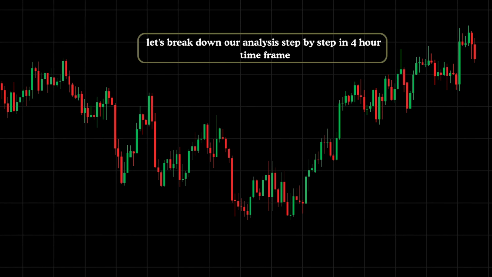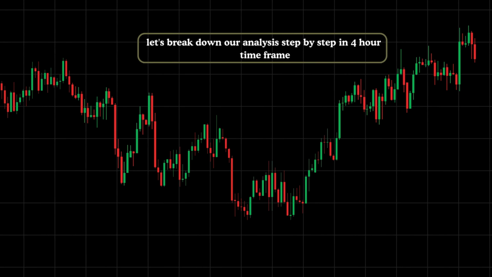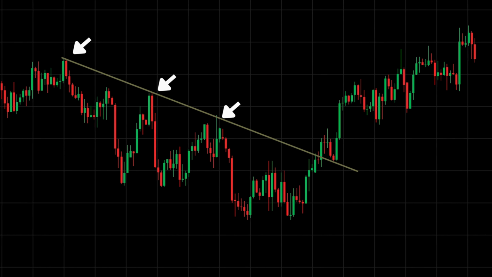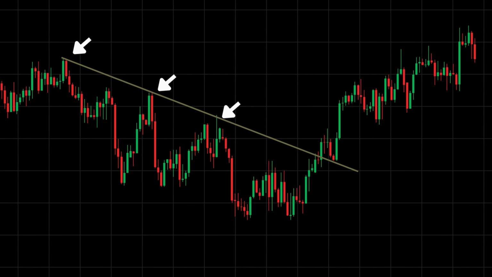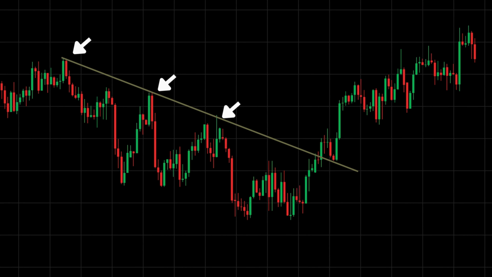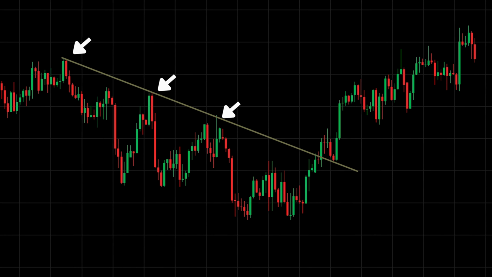Now, let's break down the analysis step by step on the 4-hour time frame. Here, we clearly see a moving downtrend. First, we identify our trend line through these points. From this, we can establish that the trend line has been broken, and the trend could reverse from here. The problem, however, is that a trend line break can often be a fake out.